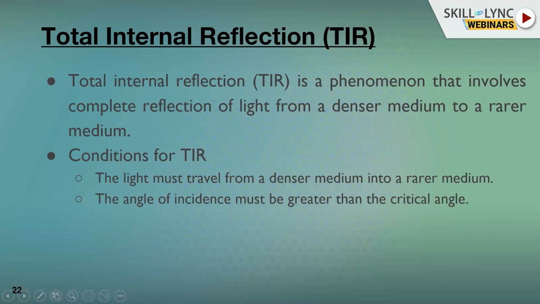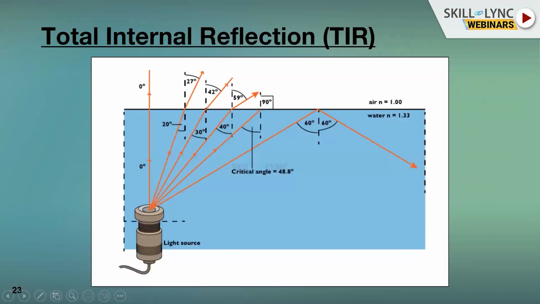So if any light follows these two conditions, then total internal reflection will happen. Okay. Now let's talk about this, here you can see in simple terms. When the light is passing at 0 degrees, the light is going back. If it is passing at a 20-degree angle, it is deviating to 27 degrees. If it is passing at 30 degrees, then it is deviating to 42 degrees.